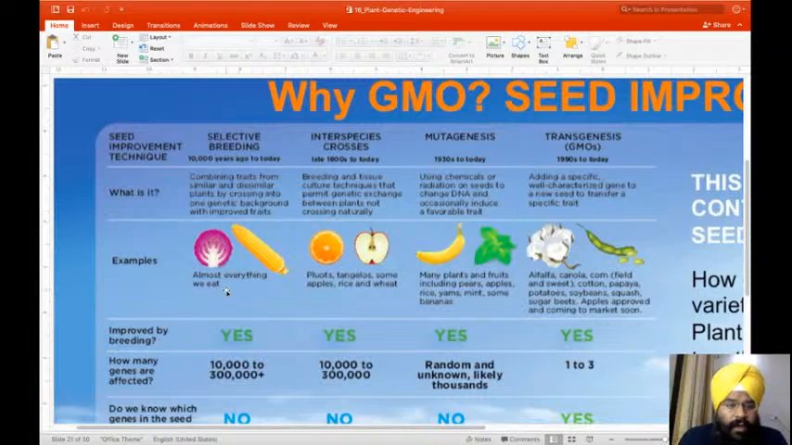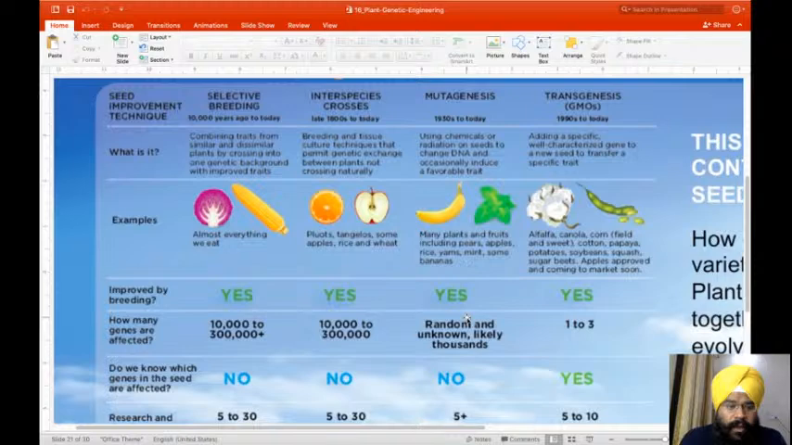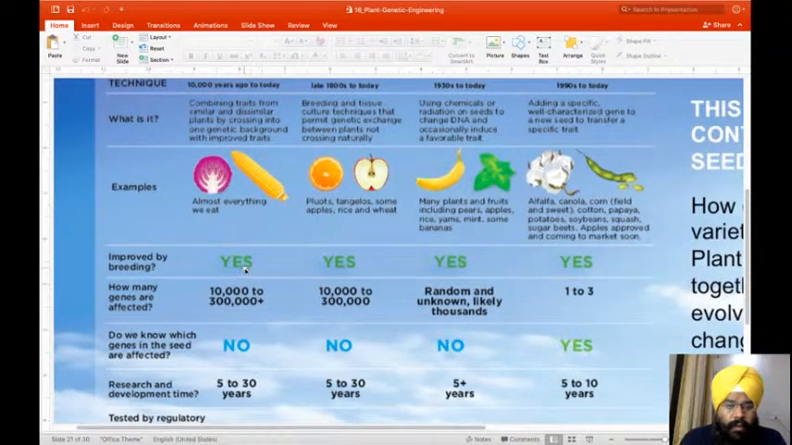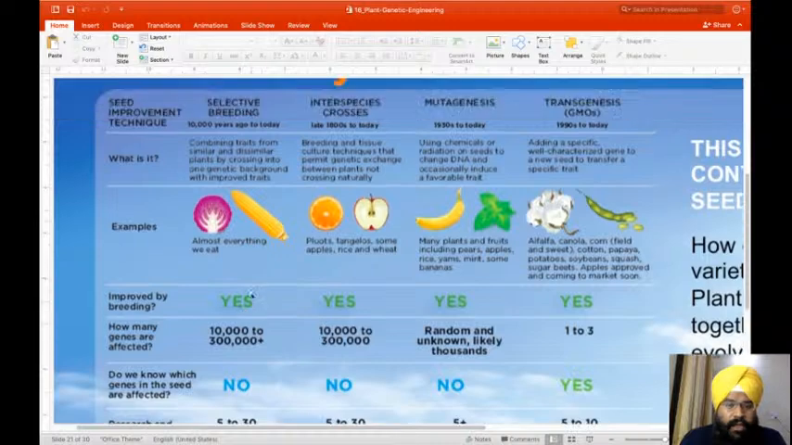Almost whatever we are eating exists because of selective breeding. Interspecies examples include some apples, rice, and wheat. Many plants and fruits, including pears, apples, rice, and yams, come from mutagenesis. Transgenic GMOs include cotton, papaya, potatoes, and soybeans, and apples are approved and coming to the market soon. So, does breeding improve the crop? Yes, in all these cases. How many genes are affected? There are many genes, around 10,000 to 300,000, random and unknown.